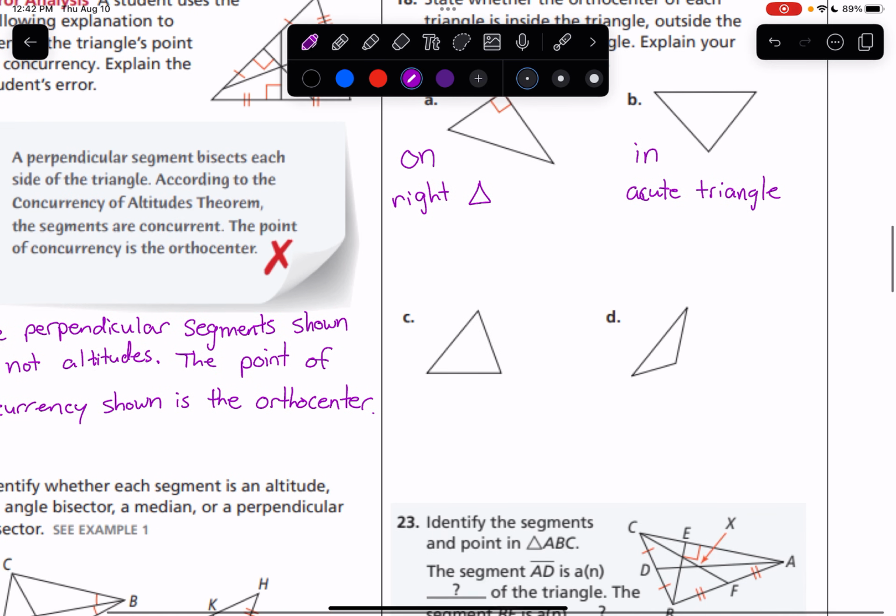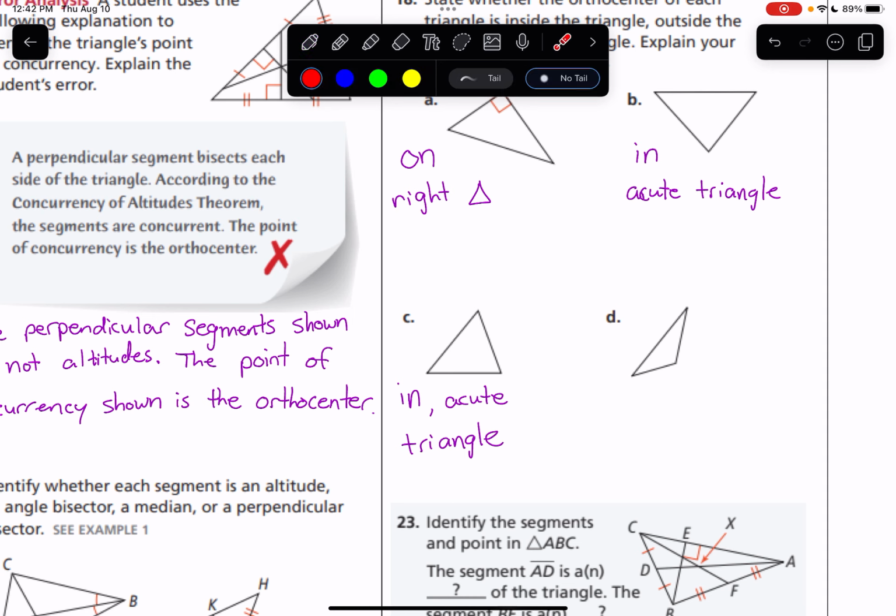Letter C, rather. Again, it's also an acute triangle, which means the orthocenter is also inside. Acute triangle. And then D is an obtuse triangle. It's got an obtuse angle in it, which means the orthocenter is outside the triangle, because it's an obtuse triangle.